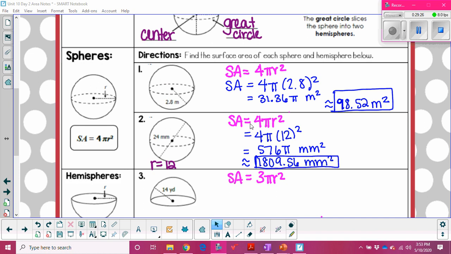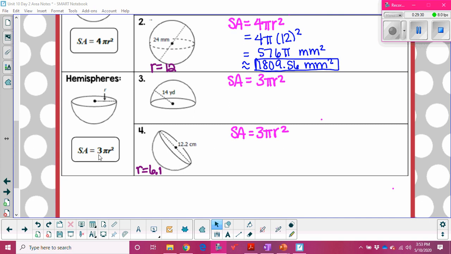Okay, let's talk about hemispheres. A hemisphere is half of a sphere, and its surface area is 3 pi r squared. This is why I told you don't think of it as being 4 times the area of a circle, because then you would think a hemisphere should be 2 instead of 3, and it doesn't work that way. So the formula for the surface area of a hemisphere is 3 pi r squared.